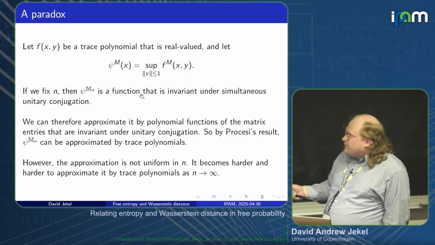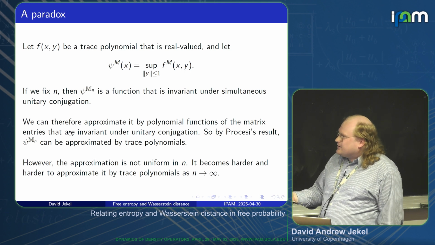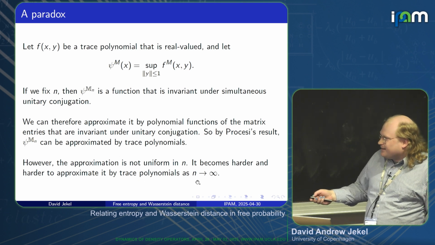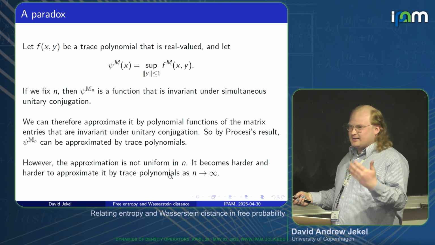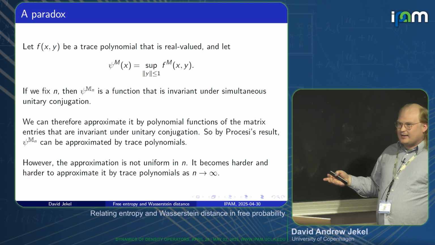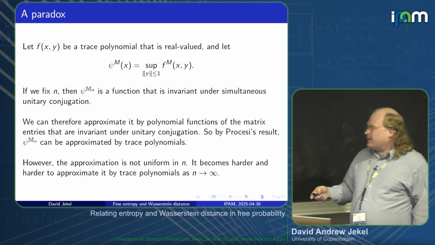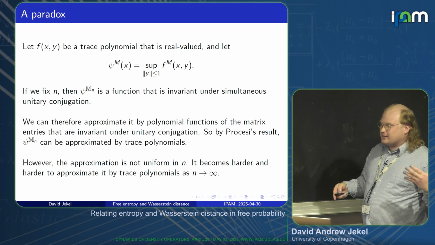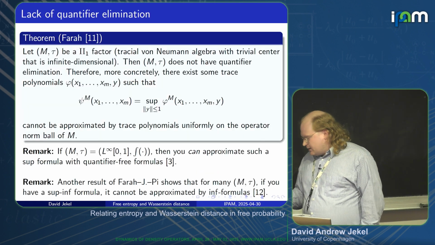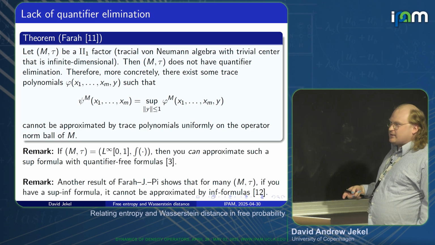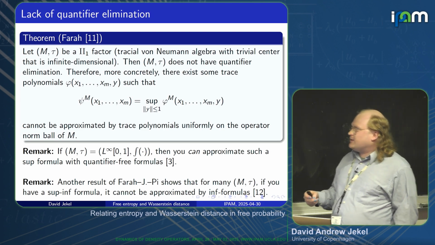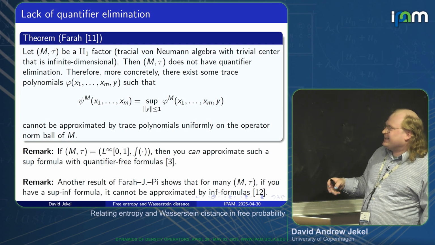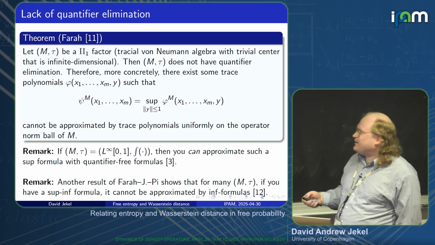So this function, if you fix n and look at it on n by n matrices, can be approximated by trace polynomials. But this cannot be done in a uniform way in n, because of what I said before, that it's not possible to do this in most von Neumann algebras. So you can do it for a fixed n, but as n goes to infinity, it becomes harder and harder to approximate. And there's actually a deep reason for what goes on here, which you can think about in terms of model theory. Maybe none of you know what model theory is, but the idea here is simple.